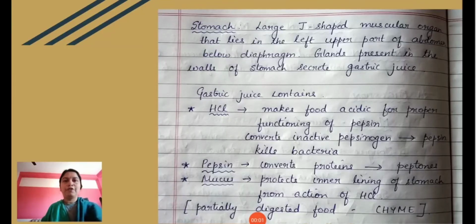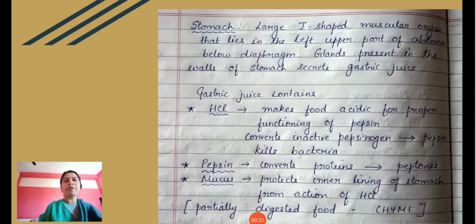Now the food enters the stomach, which is a large J-shaped muscular organ. And where is it located? It lies in the left upper portion of the abdomen, just below the diaphragm. You remember the diaphragm from the respiratory system? So it lies just below the diaphragm on the left side.